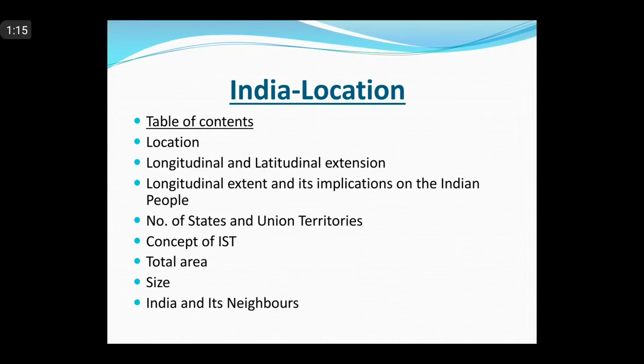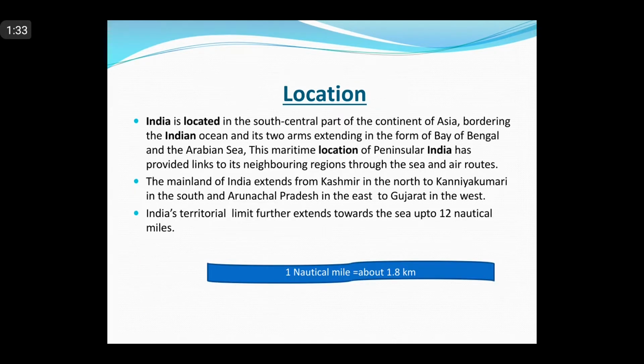India extends from 8 degree 4 minute north to 37 degree 6 minute north latitudes, and 68 degree 7 minute east to 97 degree 25 minute east longitude. So, you know one thing, that the latitudinal and longitudinal extent is about 30 degrees. Away from the mainland of India, the southernmost point of the country is in the Andaman and Nicobar Islands, the Indira Point.